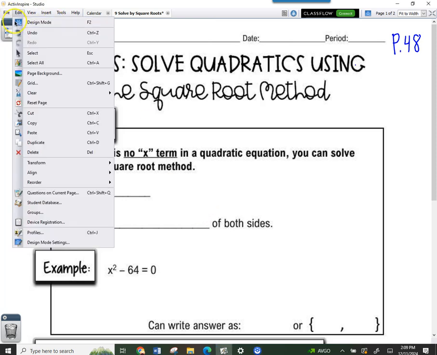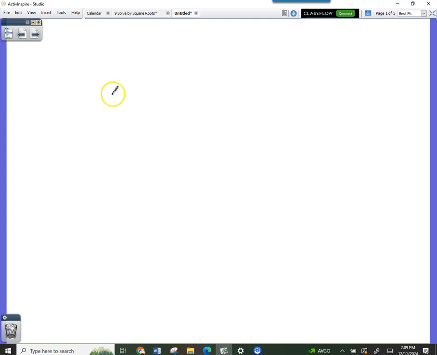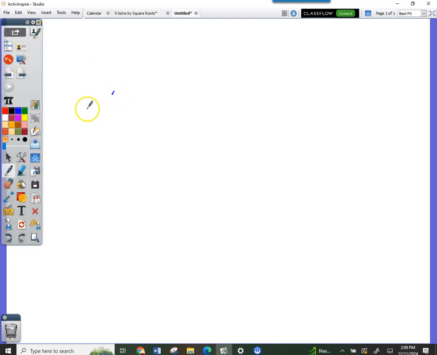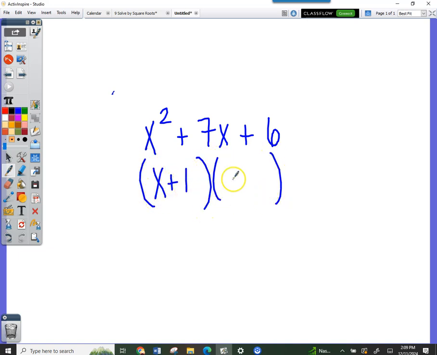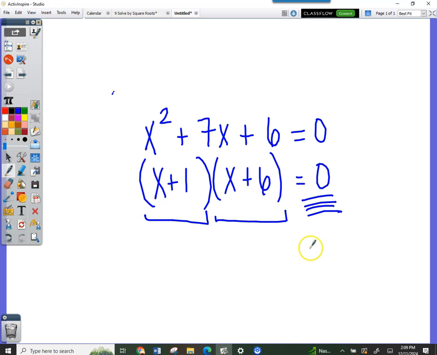Okay, if you think back to last week, we learned how to take a quadratic. This is my game plan, so everybody look. Let's say x squared plus 7x plus 6. And that factored to x plus 1, x plus 6. And we solved it. We said, well, we have something times something equals 0. So this or this has to be 0.